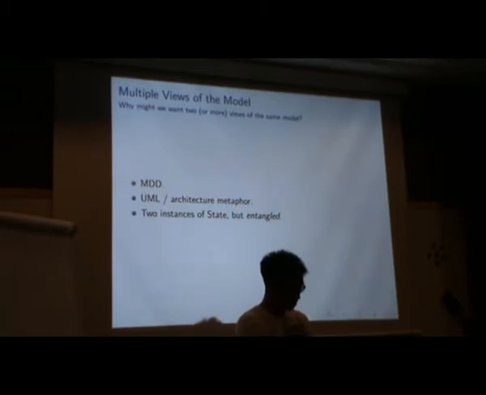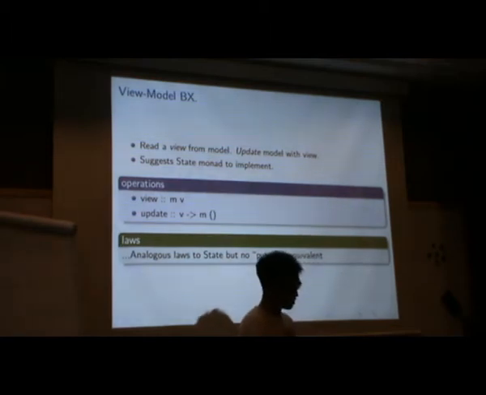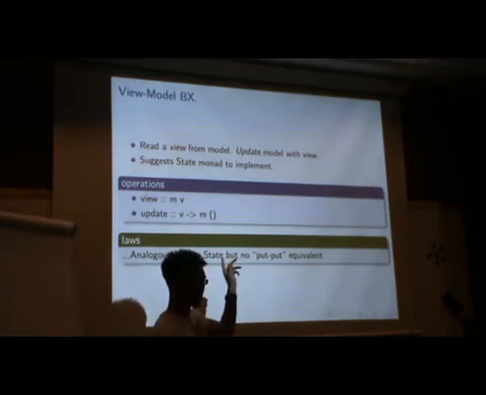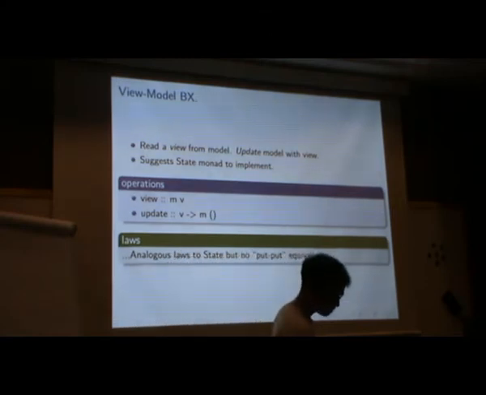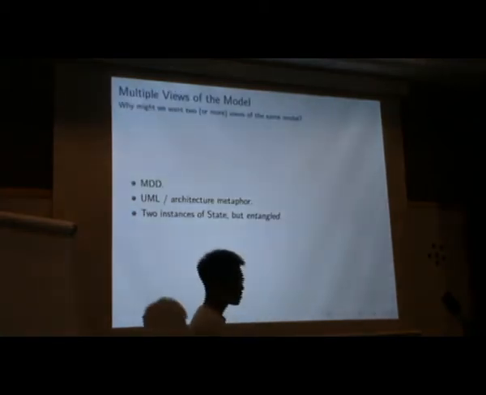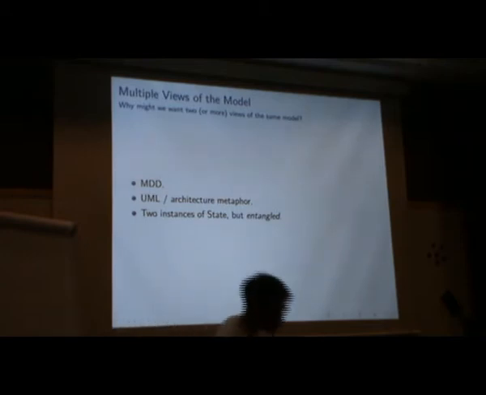Okay. So you might wonder. Okay, so we've said that one of these view model BXs is very suggestive, given the operations that are at play here, that a state monad would be a good candidate to implement. So perhaps we have two views. How about two instances of the state monad? So let's see.